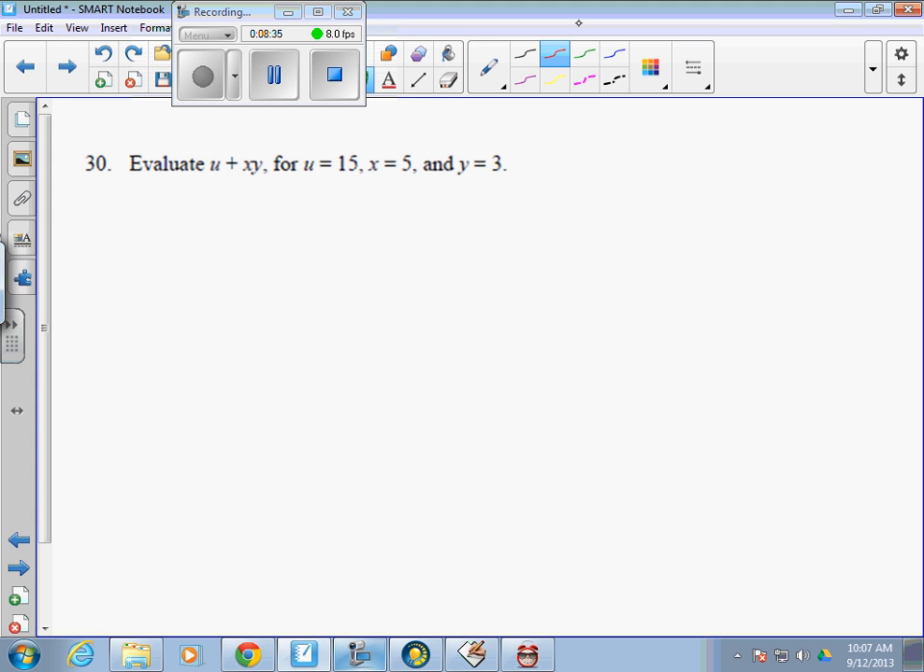So we're evaluating u plus x times y, when u is 15, x is 5, y is 3. In place of u, you plug in, or substitute in, 15. In place of x, you plug in 5. And in place of y, you're going to plug in 3. So we have 15 plus 5 times 3. All that is substituting in, again, given values.